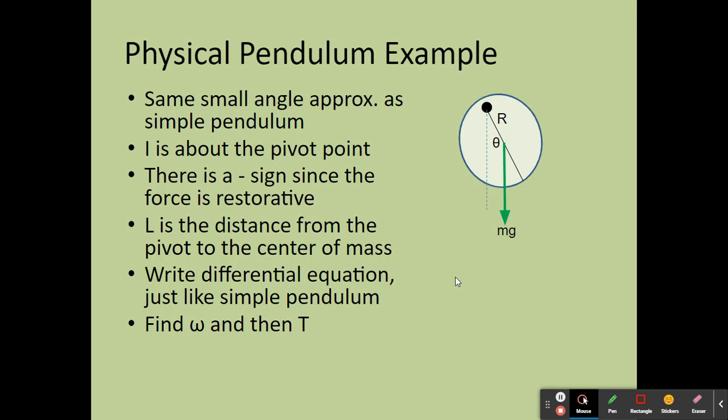So now let's go through a physical pendulum example. You use the same small angle approximation as you do for the simple pendulum. I is about the pivot point. There's a minus sign since the force is restorative. L is the distance from the pivot to the center of mass. So the center of mass is going to be the center of our circle, which means that our L distance here is going to be R. We write the differential equation just like we did for the simple pendulum. We find omega, and then we find T.